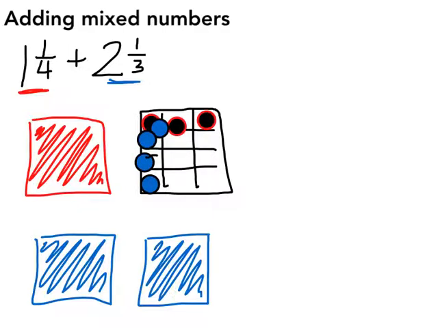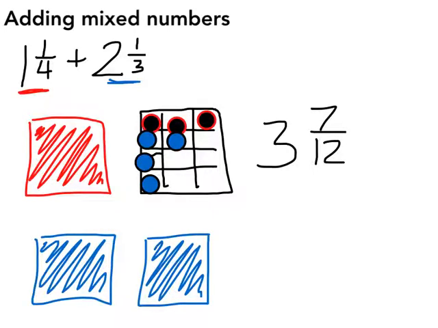So now I've got 1/3 of my grid filled in the column, and 1/4 of my grid filled in my row. The only thing I need to do is move this one that's sharing a box into its own box, and now I can see how many I have. So altogether, I've got 1, 2, 3, and 1, 2, 3, 4, 5, 6, 7 out of 12. So my result would be 3 and 7/12.